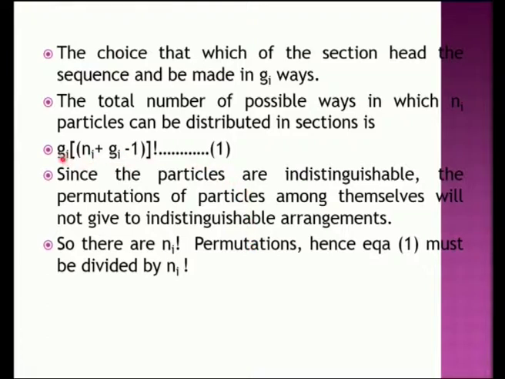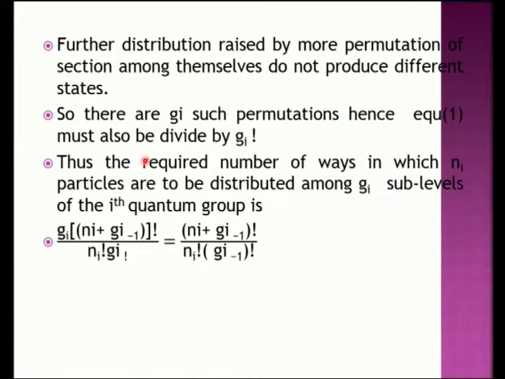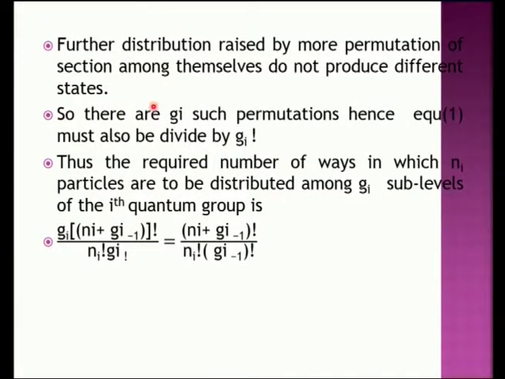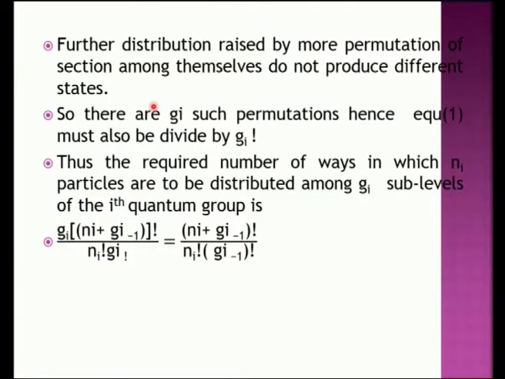Now, there are Ni factorial permutations, hence the equation Gi into (Ni plus Gi minus 1) factorial must be divided by Ni factorial. If we divide, we get Gi into (Ni plus Gi minus 1) factorial over Ni factorial. The reason for the division of equation 1 by Gi is given here. Further distributions raised by more permutations of sections among themselves do not produce different states. So, Gi factorial such permutations should be accounted for, and equation 1 must be divided again by Gi factorial. So, the final result is this one.